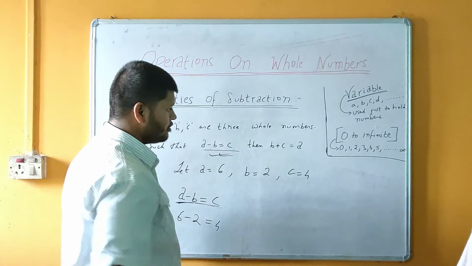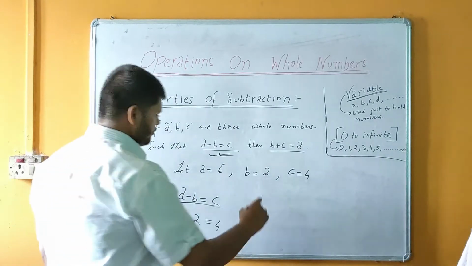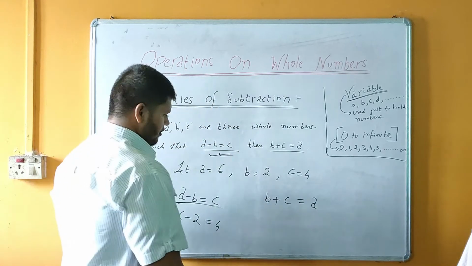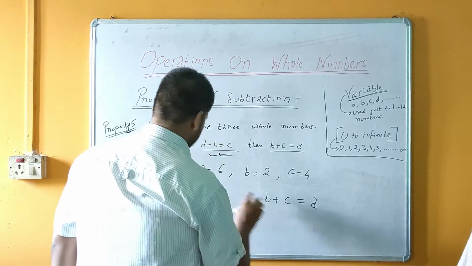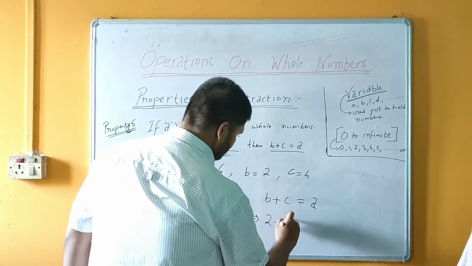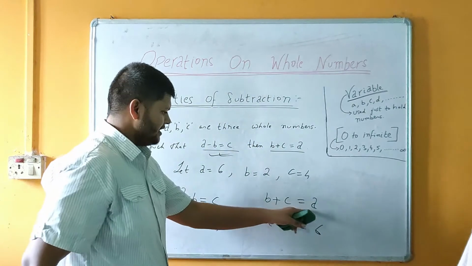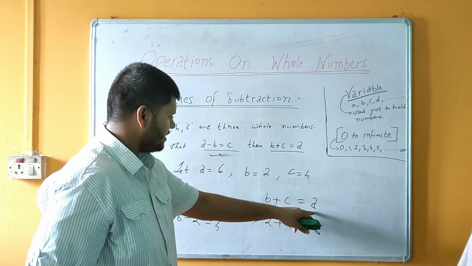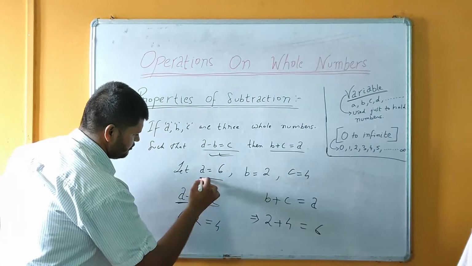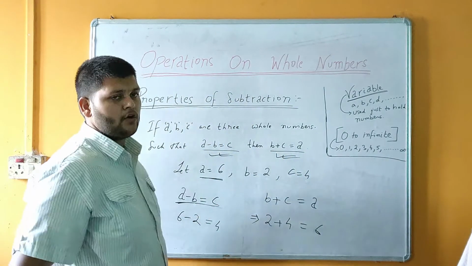Now in reverse also we have to prove that B plus C equal to A. So let's do it over here. B plus C equal to A. B we are taking as 2 plus C we have to take as 4. So 2 plus 4 is nothing but 6. So this 6 is nothing but A. So A equal to 6. Look over here. A equal to 6. That means we are able to verify this statement also.